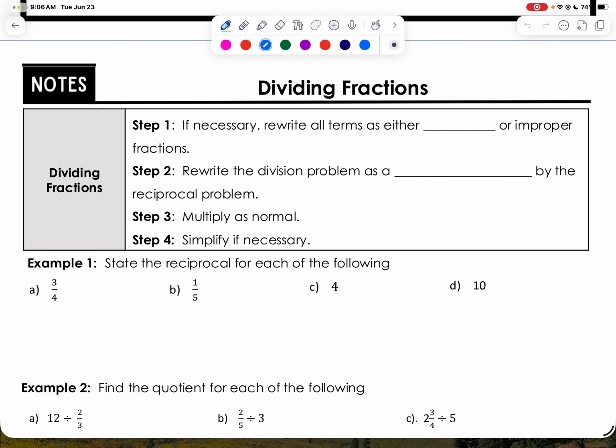In today's lesson, we will be exploring how to divide fractions. Before we do, let's look at some steps that are necessary to complete this process.